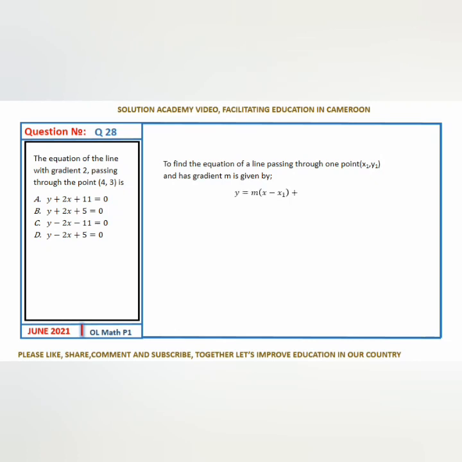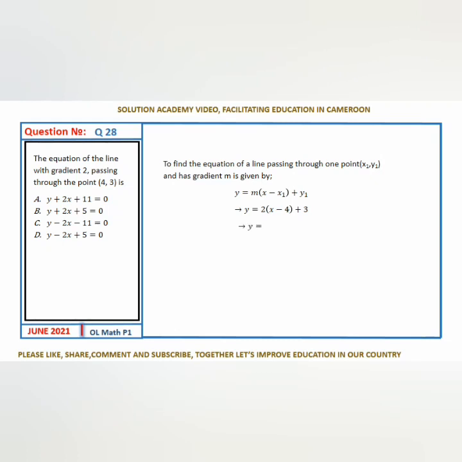y equals to m, where m is the gradient, into x minus x1, all of that, plus y1. So like I already said, your x1 is always the first point, and your y1 is always the second point on that axis, on that particular point. You have to take note of that. So if we substitute, the gradient was given to be 2, and our x1 from the point is 4, and our y1 is 3. So we have y equals to 2 into x minus 4 plus 3.